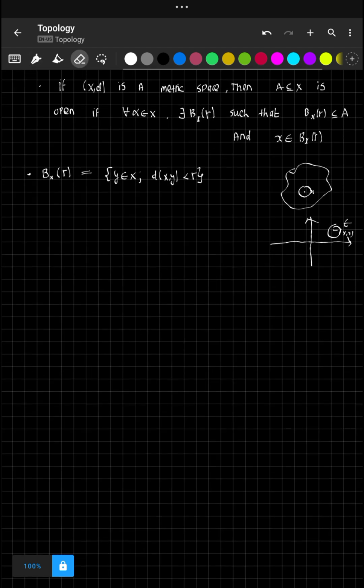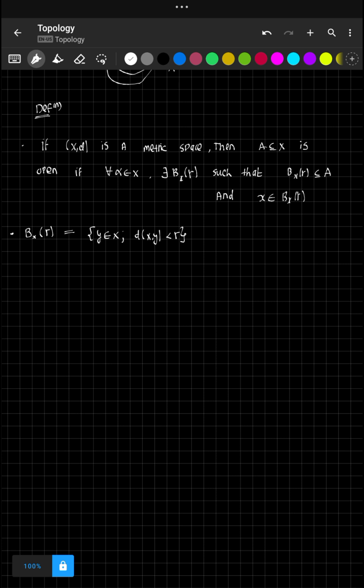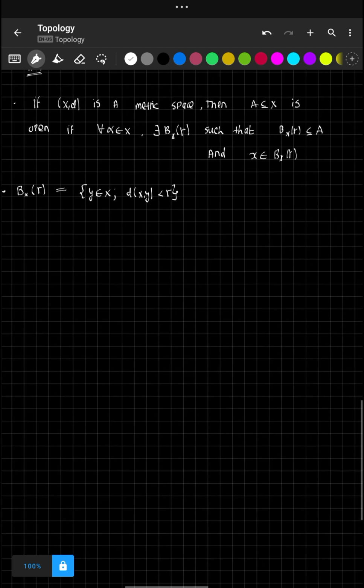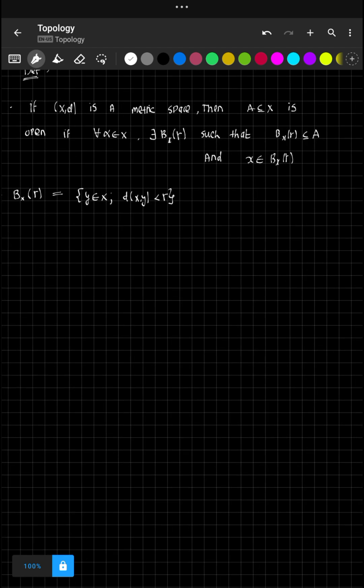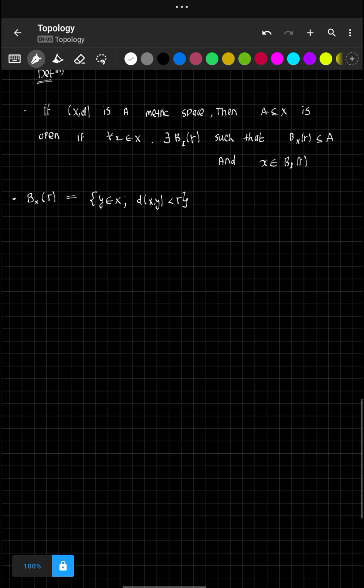So a set is open if it has an open ball that contains the element and belongs to that A, and if it is true for every alpha belonging to X, then your set is open. I think I should write X here, that would be more appropriate.